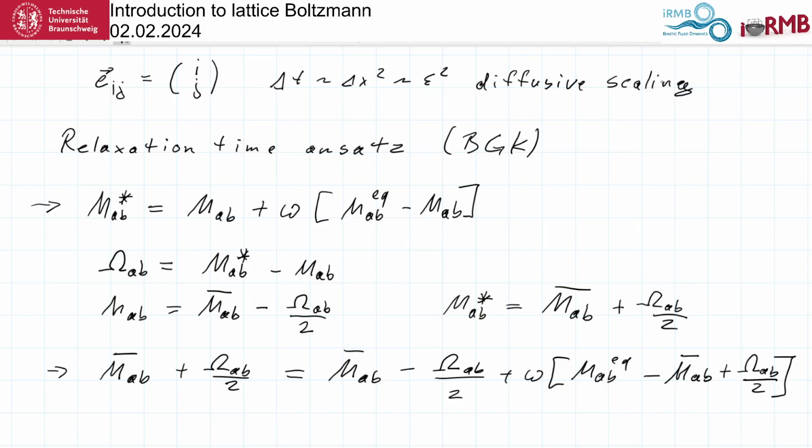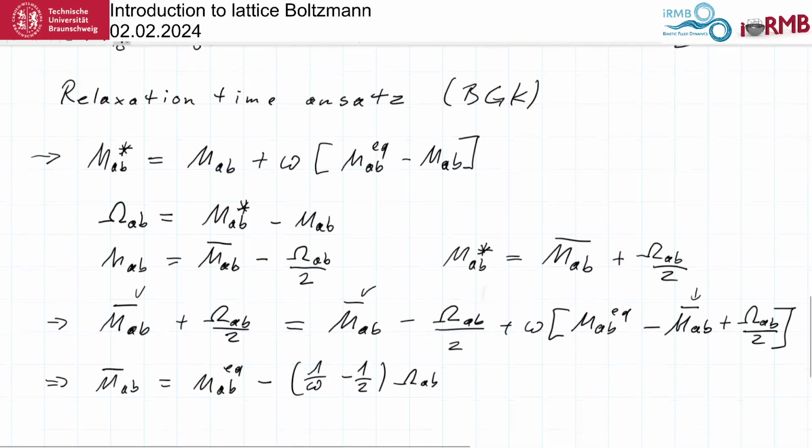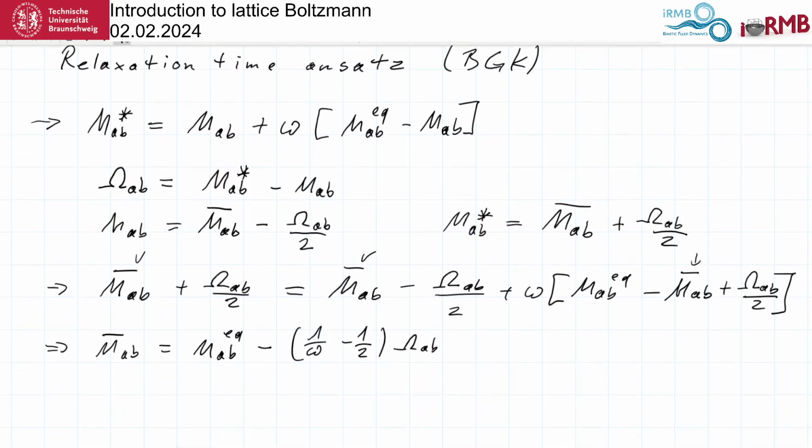Okay, this is this modification, and now we want to see what this means in terms of M_AB. Obviously this here goes away, but it remains here. If we solve for this term, we get that M_AB overbar is equal to M_AB equilibrium minus (1 over omega minus 1/2) Omega_AB. So this is this modification.